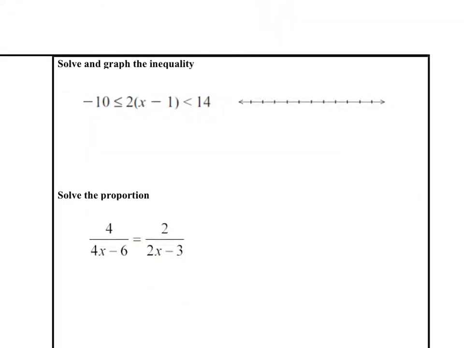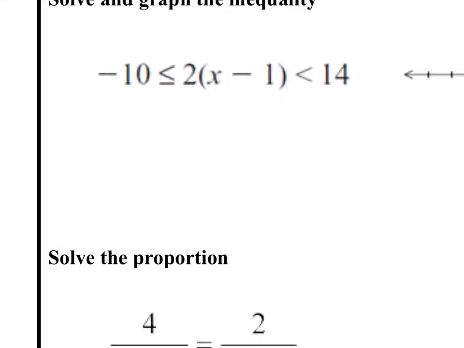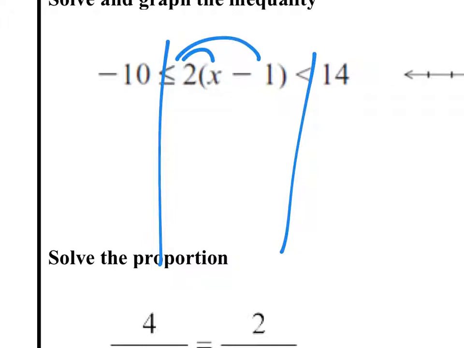Now we're going to graph an inequality. First thing we should do is solve it. This is a compound inequality, so we're actually going to draw two balancing lines. And what we do to one side, we must do to all three sides. So let's start by simplifying.